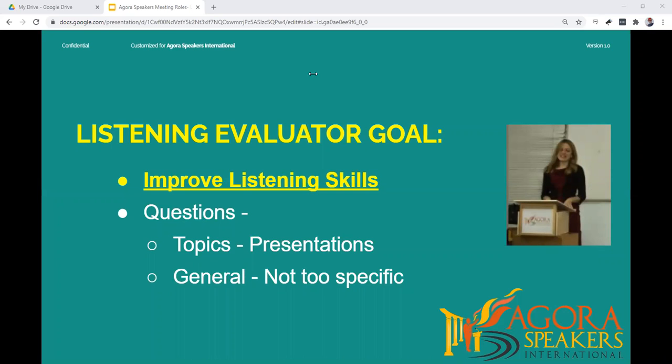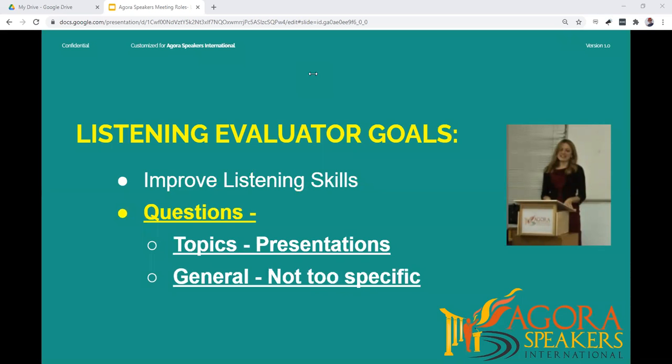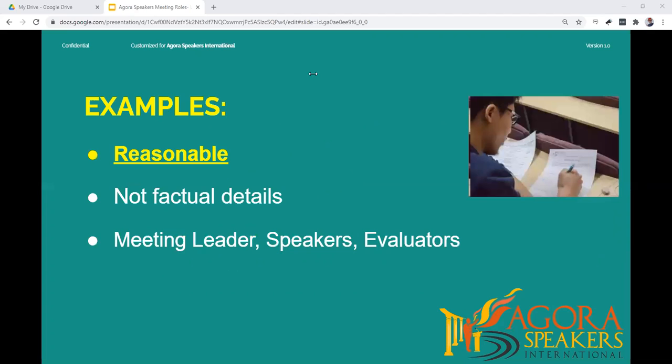The goal of the listening evaluator is to encourage and help the attendees to improve their listening skills. You will test how well attendees were listening during a meeting by asking questions. Your questions will be about the main topics mentioned in the different presentations. Your main challenge is to ask questions which are of a general nature and not be too specific. After all, you want people to listen, not to take notes of speeches.